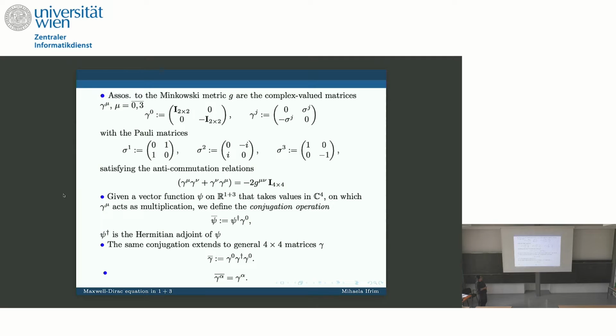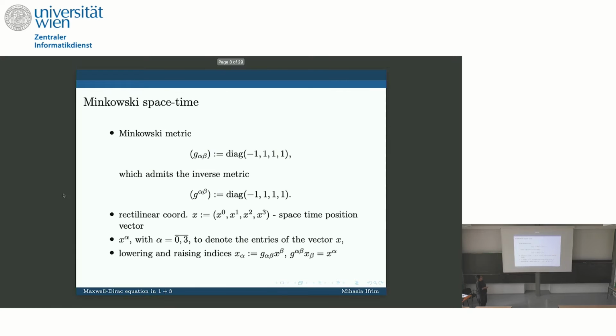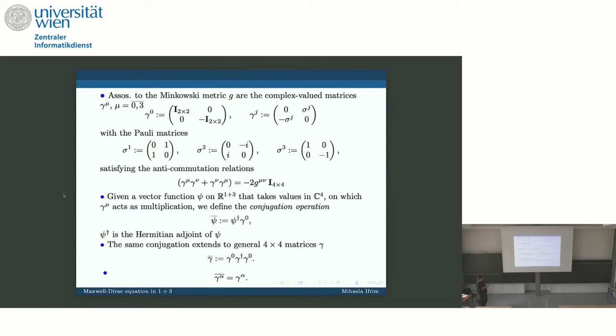And now I want to introduce something about the notation. I did not explain all of it. If you look here, I told you what gamma mu is. Still, I did not tell you what the bar is. And the bar is not your common conjugation. It's a little bit more. So given a vector function psi, your spinor, which takes values in C4, I'm going to define this conjugation operation, and I'm going to use those gamma mu.